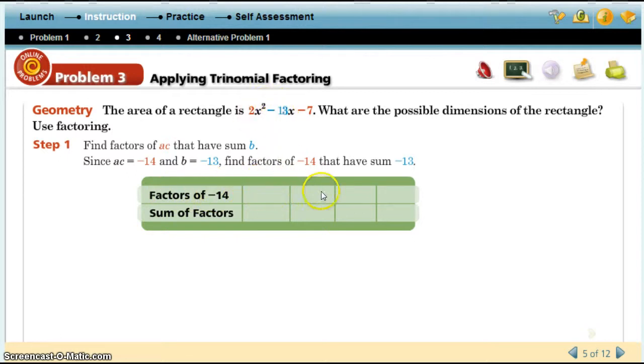So you got to think of all your factors of negative 14 and then add them all together to find the one that works. The pairs of factors of negative 14 are 1 and negative 14, negative 1 and 14, 2 and negative 7, and negative 2 and 7. 1 and negative 14 add to negative 13. Negative 1 and 14 add to 13. 2 and negative 7 add to negative 5. And negative 2 and 7 add to 5. Since 1 and negative 14 have a sum of negative 13, use that pair of factors.